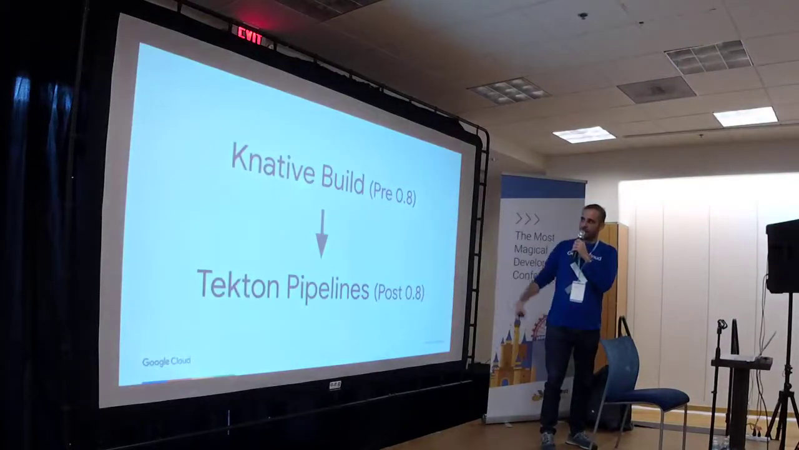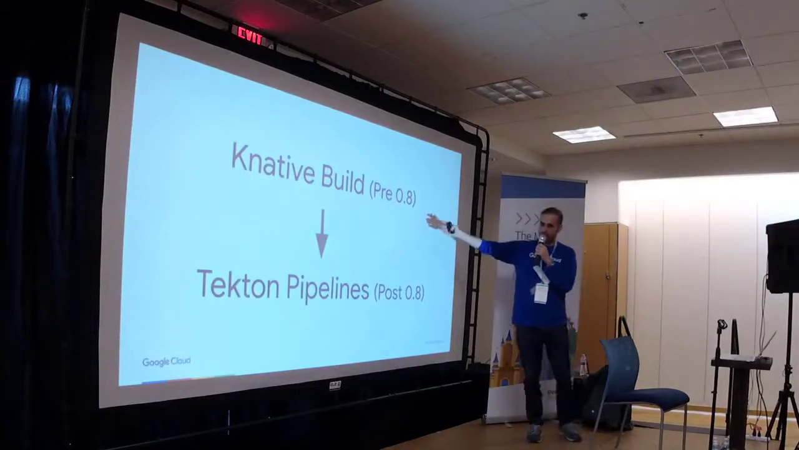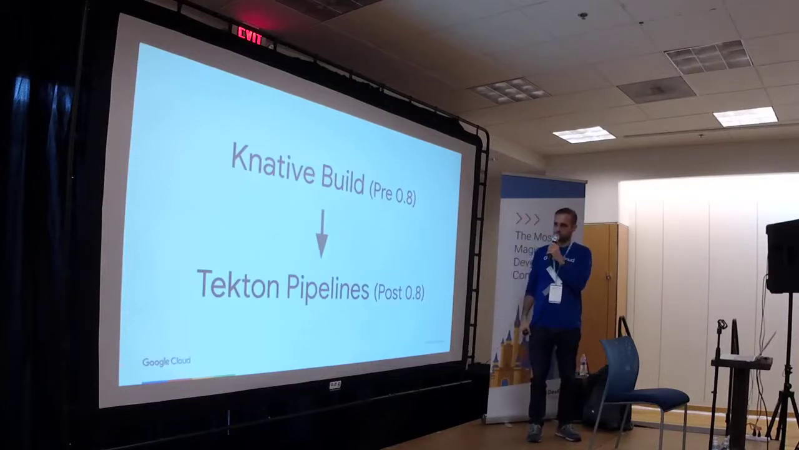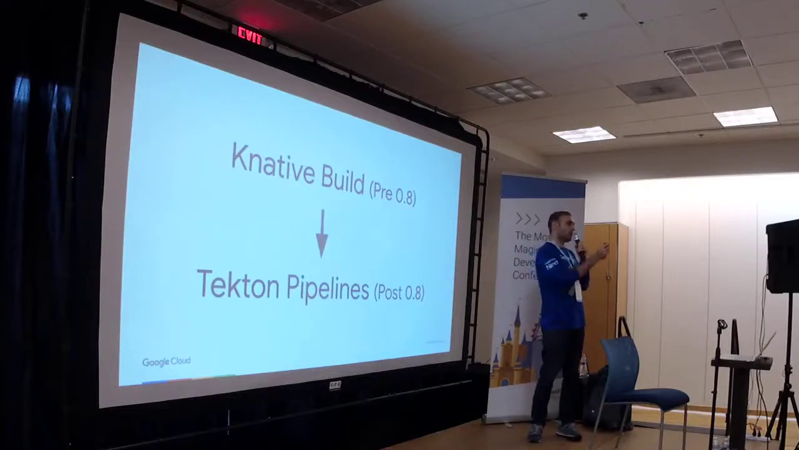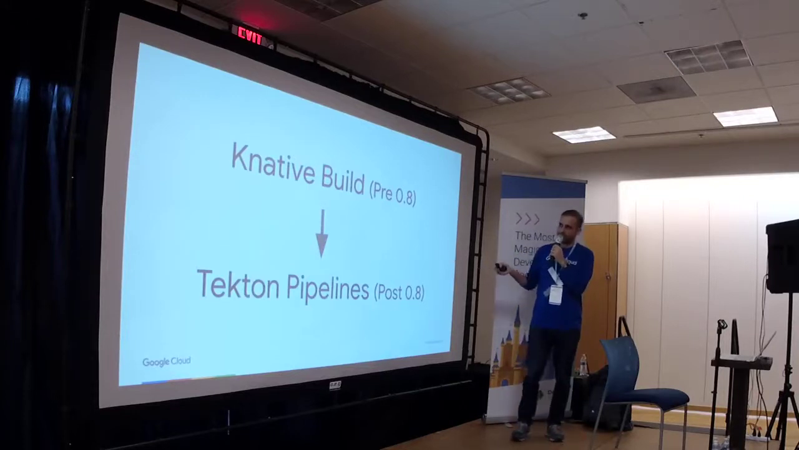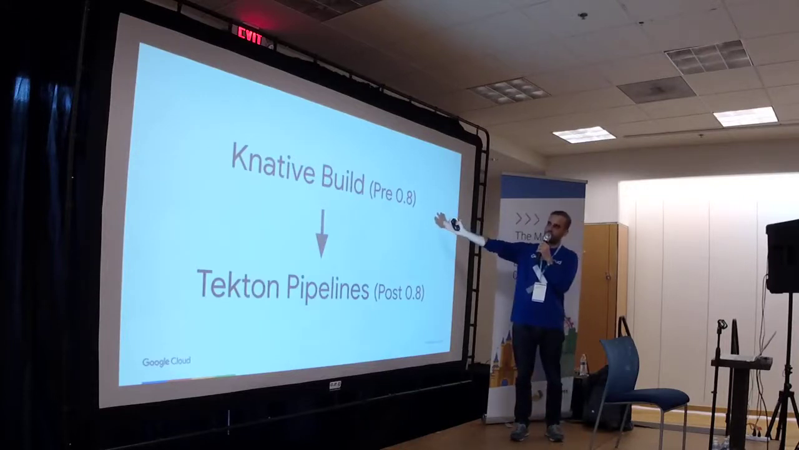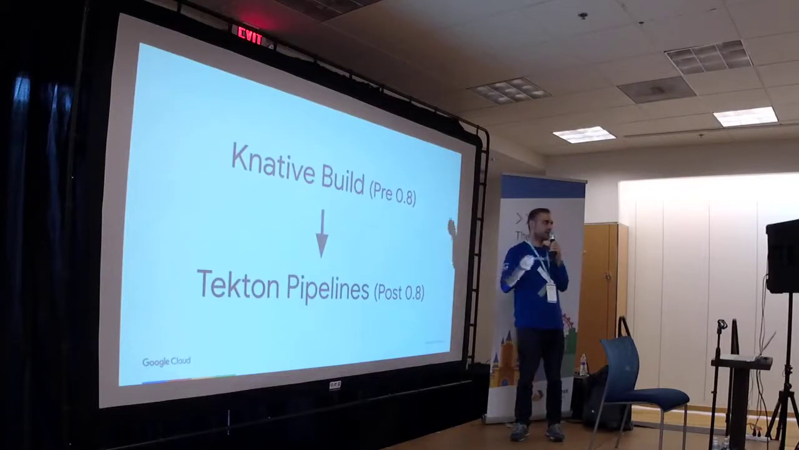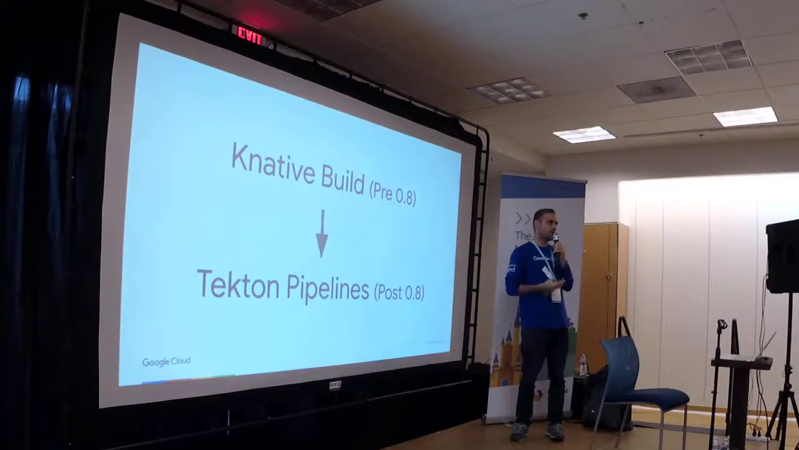There used to be something called Knative build before 0.8, so two releases ago, that was all about how to get from source code to an image in a repository, right? But then people working on Knative realized that Knative build is not just about building, it's kind of like pipelines, right? And in that pipeline, you can build images, but you can do other things as well.